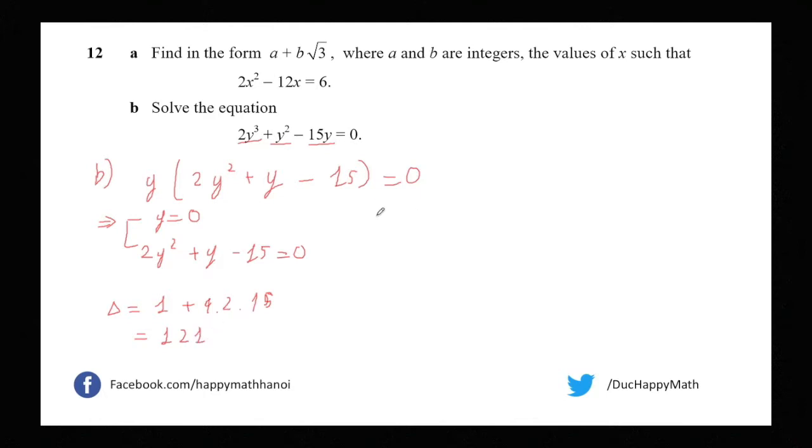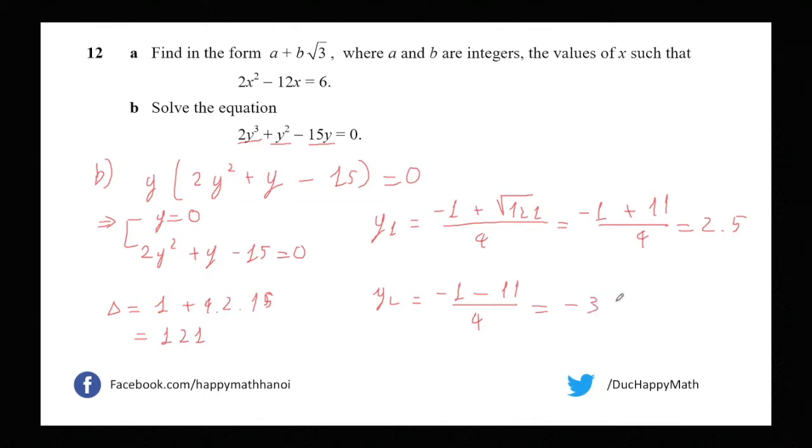And very easy to find, y1 will be equal to minus 1 plus the square root of 121, divided by 4. So minus 1 plus 11 divided by 4 is 2.5. And the second one, minus 1 minus 11 divided by 4 is minus 3. So in here we have y equal to 0.